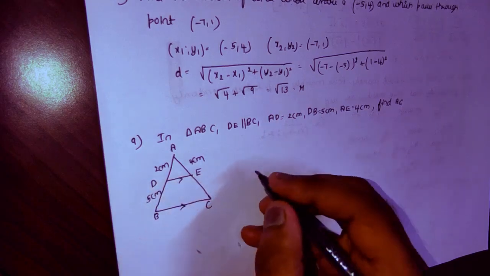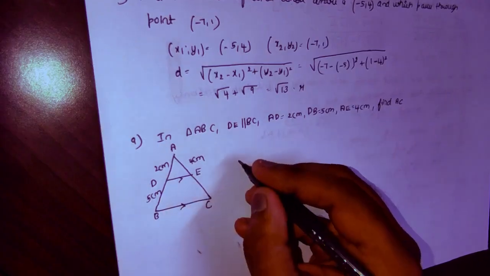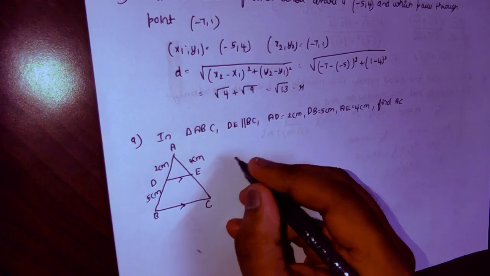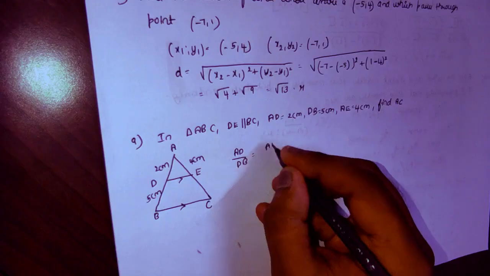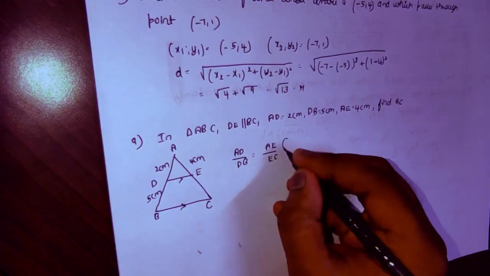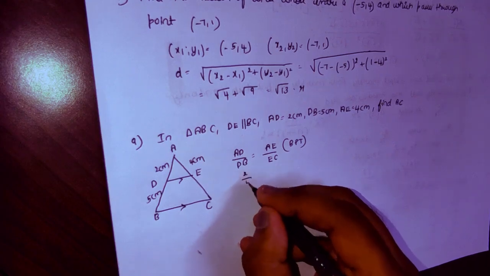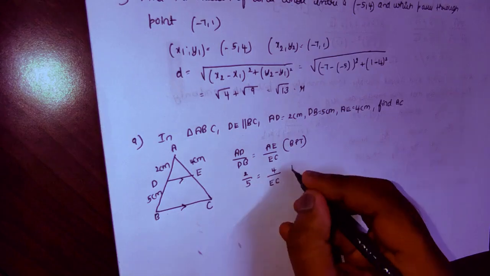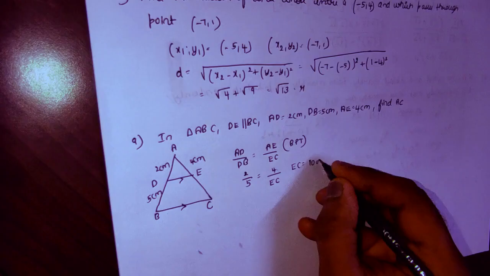We know by the basic proportionality theorem, if DE is parallel to BC, the line divides the sides in equal ratios. So we can write AD by DB is equal to AE by EC. Substitute the values. 2 by 5 is equal to 4 by EC. We will get EC is equal to 4 into 5, 20 by 2, that is 10 cm.